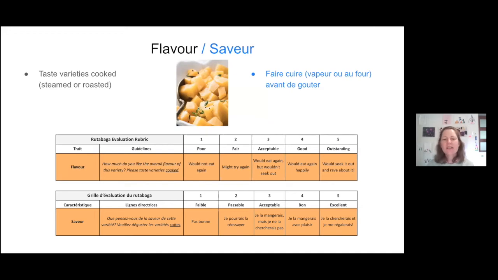And we're really going for just a broad preference here. A poor rating would just be like, I would not eat this again overall. And outstanding is like, you would really seek it out and rave about it. You would just be very excited about that flavor. We're just going to leave it at that for flavor and hope that gives us a broad idea of how tasty and palatable varieties are.